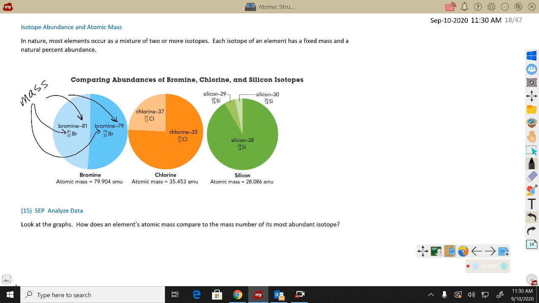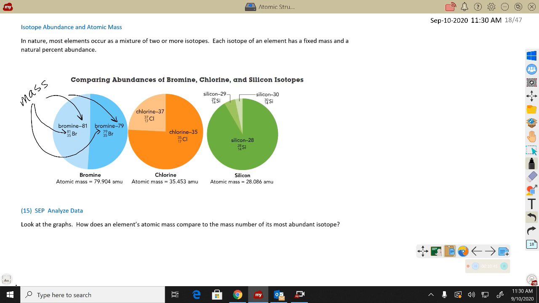Okay, so the second thing that we want to study is the abundance of each isotope in nature. So if I know bromine exists in 2 isotopes, I want to know what percent of all the bromine atoms have a mass of 81, and what percent of the bromine have a mass of 79. And then sometimes we put it in pie graphs or whatever.